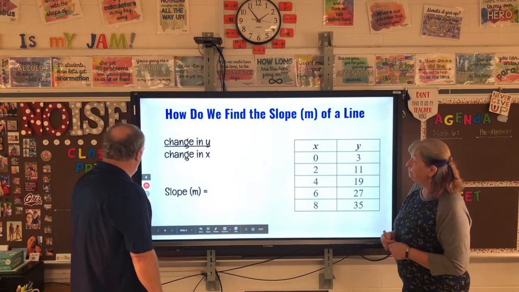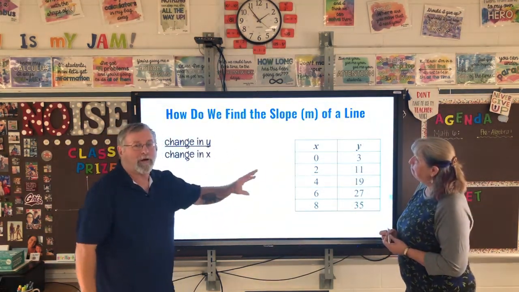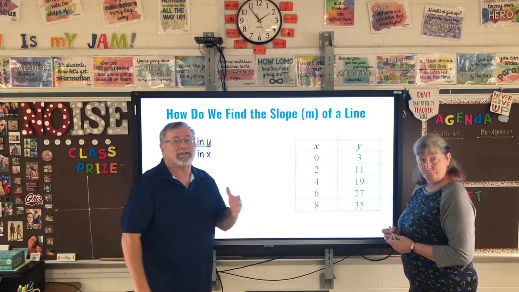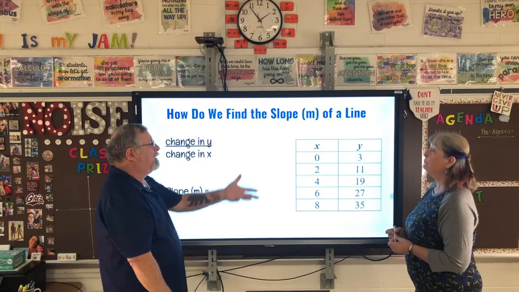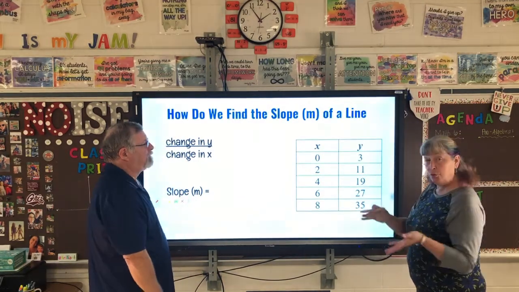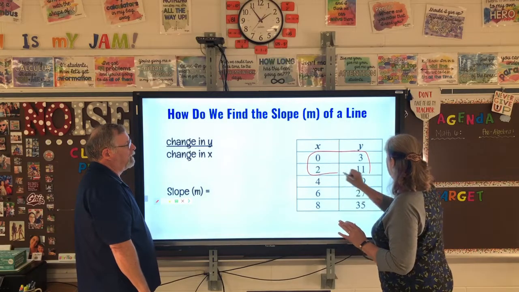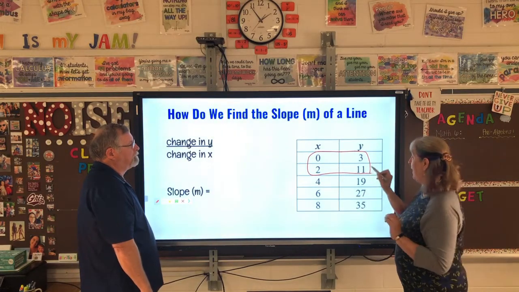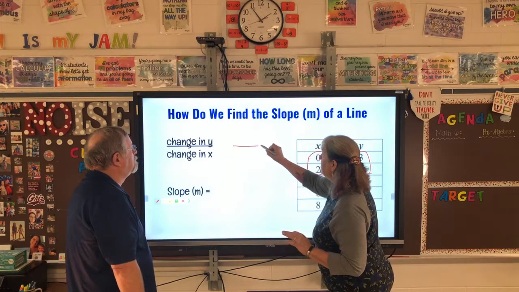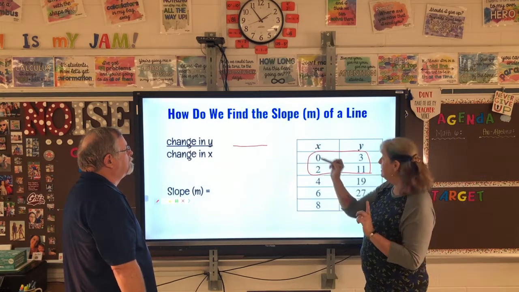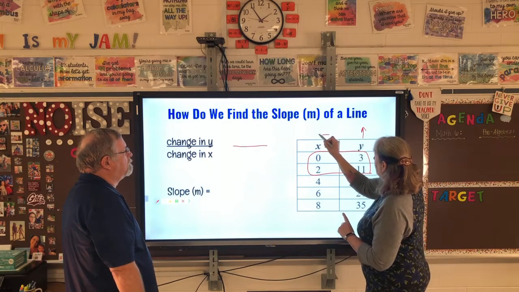Okay, so here we have a slope problem. We're going to use our table right here to find out what the slope of the line is. We can't see the slope of the line, we have to calculate it. So the cool thing is you can pick any two numbers. I'm just going to circle the two that I want to pick. And I like to always start with my higher number on my y. Why do I start with the y? Because it's always the change in the rise over the run. So this is our rise, and this is our run.